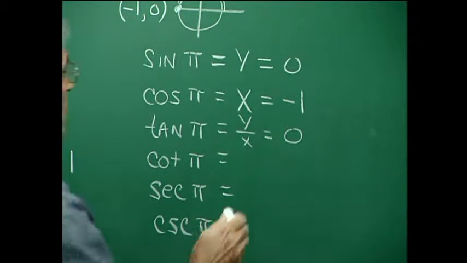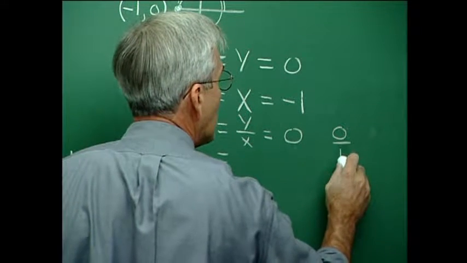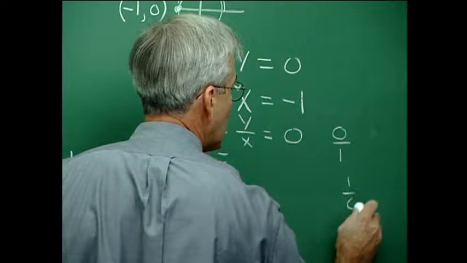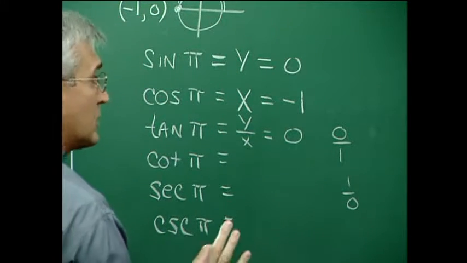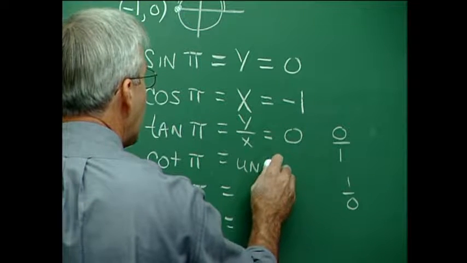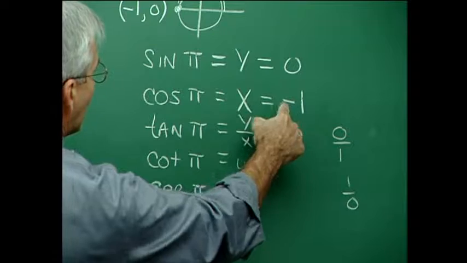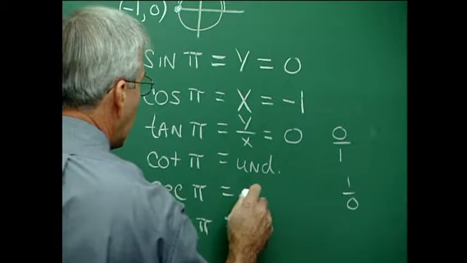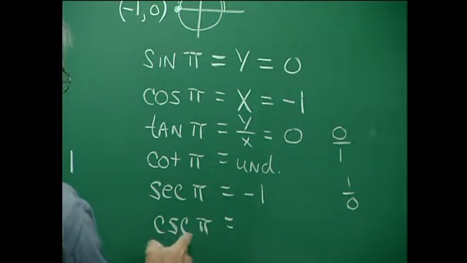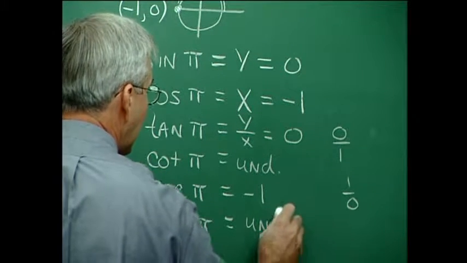Be careful here. The reciprocal of 0, 0 can be thought of as 0 over 1, so its reciprocal is 1 over 0, and 0 in a denominator causes an undefined fraction to occur. So here we have an undefined value. And now secant is the reciprocal of cosine, so the reciprocal of -1 is -1. And for cosecant, it's the reciprocal of 0, and once again we get an undefined value.